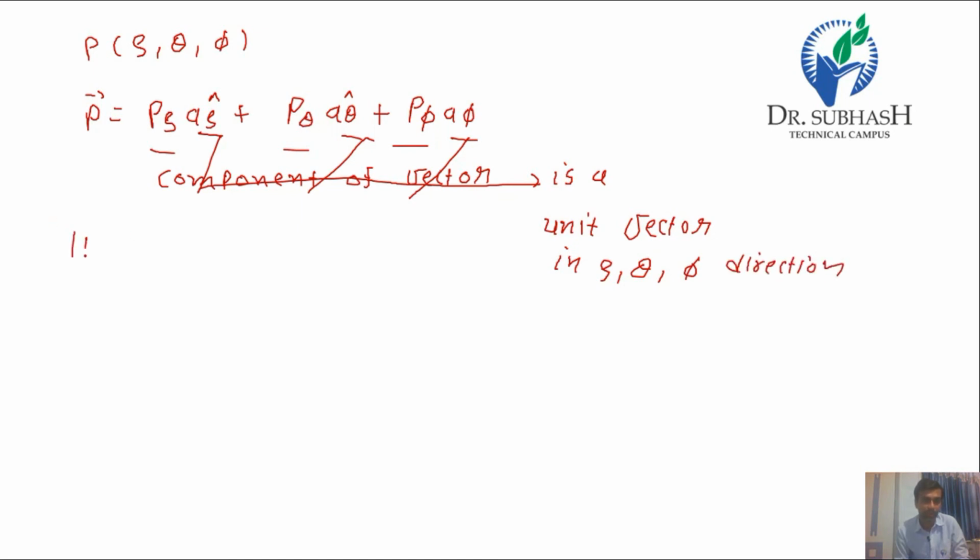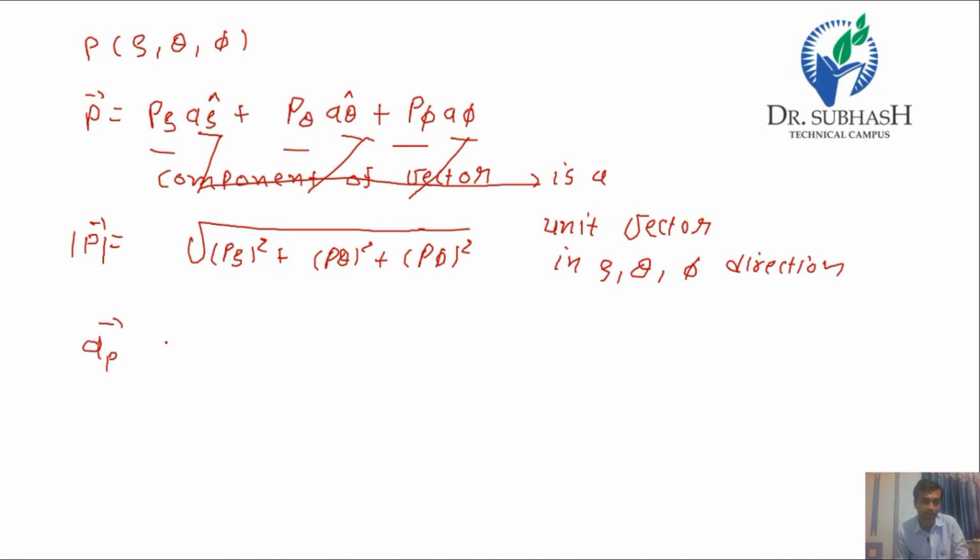The magnitude of vector P can be found as the square root of the algebraic sum of the squares of the components. And the unit vector of vector P can be represented by a small letter a with subscript P, which is the vector itself upon the magnitude of that vector.